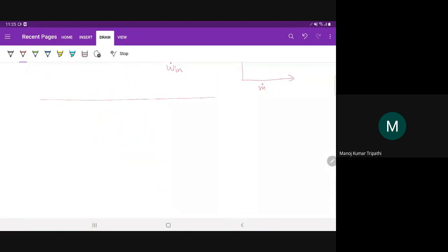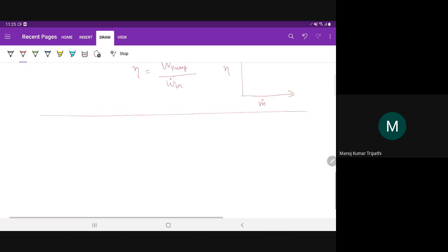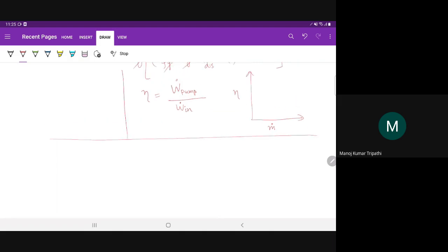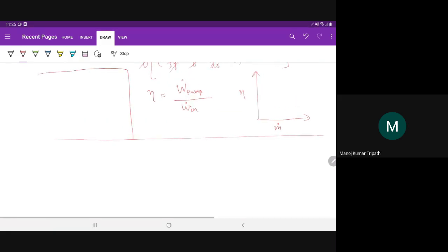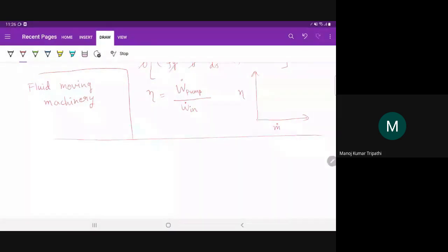Okay. So this was about pumps. Is there any question in that? Okay. So this pump actually is part of the devices known as, or the machines known as, fluid moving machinery. They move the fluid. What other fluid moving machinery do we know of?